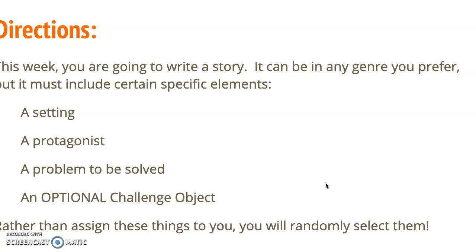Now, remember, this is a school story, so it should be school appropriate in its content and its language. But we are going to generate a setting, a protagonist, a problem to be solved, and then if you want to make it a little bit challenging for yourself, you could also choose an object, a challenge object to incorporate into your story. So you are going to pick these. You're gonna randomly select them, and I'm gonna explain to you how you do that. So I'm not assigning this to you. You're gonna pick it off a list using the criteria that I give you, and then you are going to write a story about that.